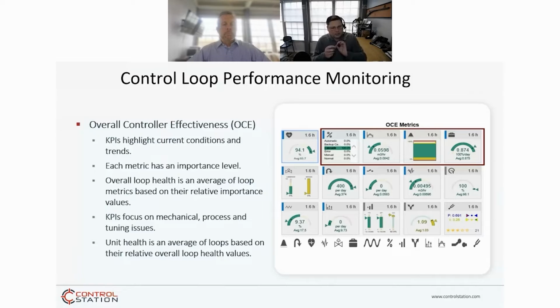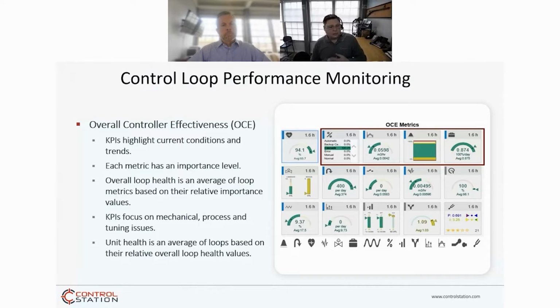right? So we're looking at the health of a piece of equipment, the health of a plant, the health of a loop, and the overall controller effectiveness is essentially cherry picking a couple of these KPIs, putting them together to give you some value. So instead of having to look at 20 different things, let's look at one thing. Let's look at a single value. And this overall controller effectiveness is a very useful way of simplifying the data.